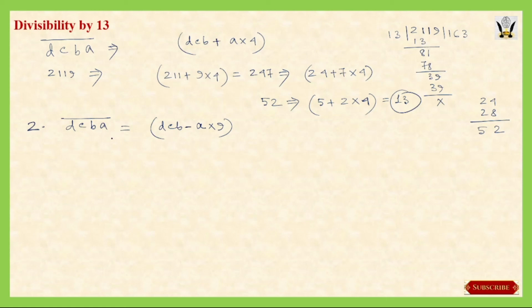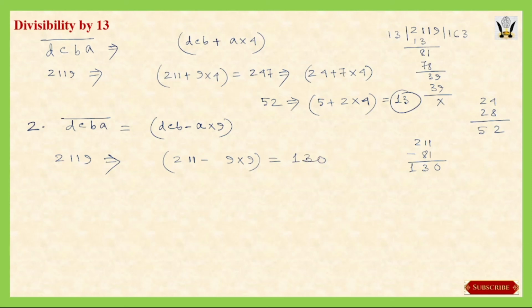So let's check the divisibility by 13 by using this second logic. Again, if we go by the same number that we have just used, 2119, then by the second logic, 9, the digit at units place, will be multiplied by 9, and then that will be subtracted from the rest of the number. So from 211 it will be subtracted. 9 9s are 81, and from 211 if we subtract 81, then it will be 0, here we will have 3, and then here we will have 1, so 130.